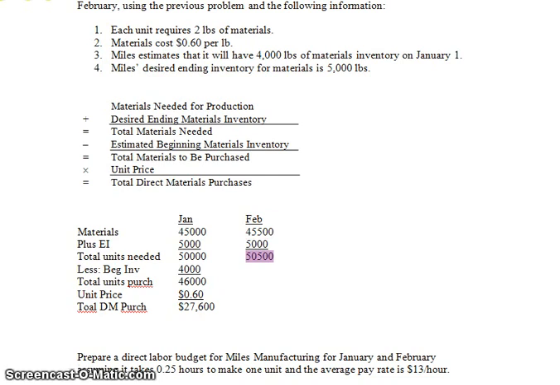I've got beginning inventory of 5,000 because in January I wanted to leave 5,000 pounds left over. So at the beginning of February, there's my 5,000 pounds. All right, so total pounds I need to buy is 45,500 at 60 cents a pound. Gives us a direct materials amount of $27,300. Okay, so we only did 2 months, but obviously you can keep doing this for the other months as well. I hope this helped with that piece of it.